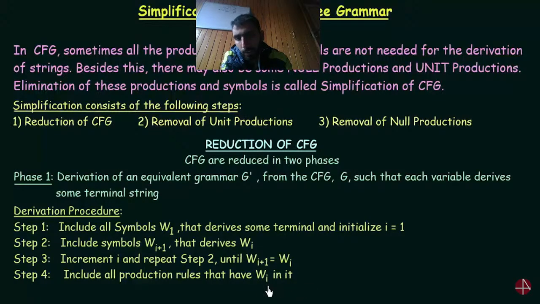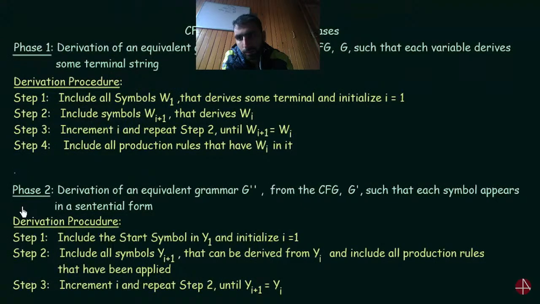Now let's go to phase number 2. Phase 2 is the derivation of an equivalent grammar G double dash from the CFG G dash such that each symbol appears in a sentential form. So we have already obtained the grammar G dash using phase 1 from the original grammar G, and from this G dash we have to derive another equivalent grammar G double dash such that each symbol appears in a sentential form. Now how do we do this? Let's see the derivation procedure.